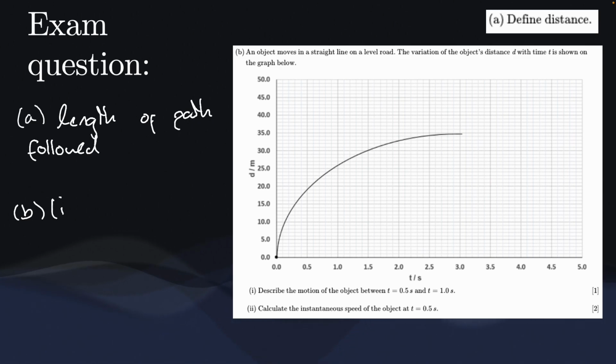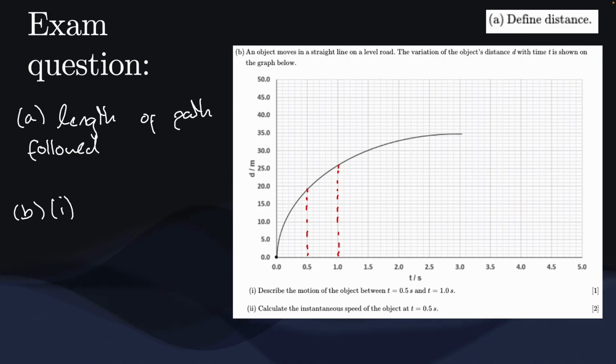Now let's do B, part I. Describe the motion of the object between time 0.5, so right here, and the time 1.0. Well, what can be seen about this? Describe the motion, that means we have to describe the way it moves. So therefore, we want to look at the velocity.